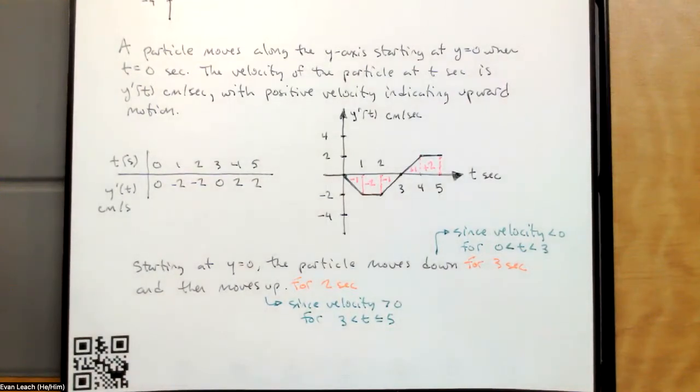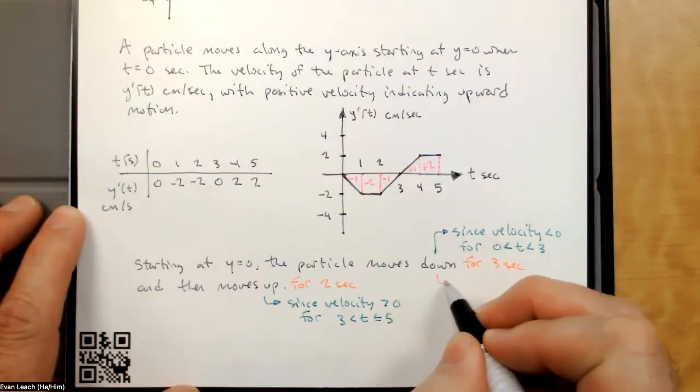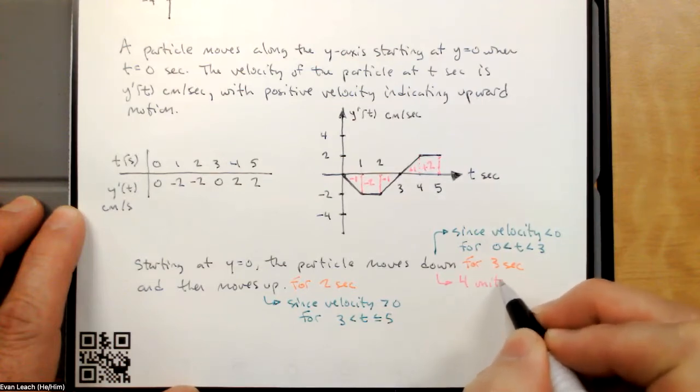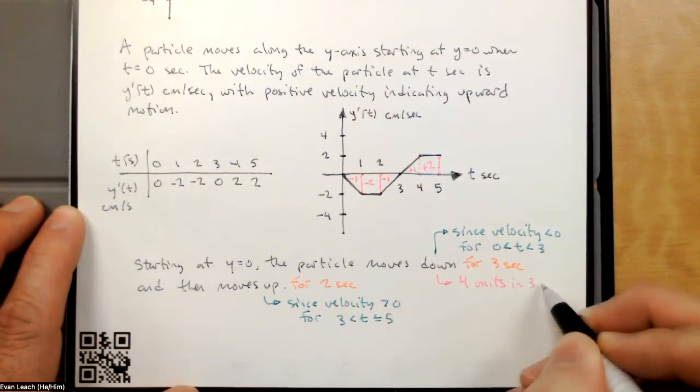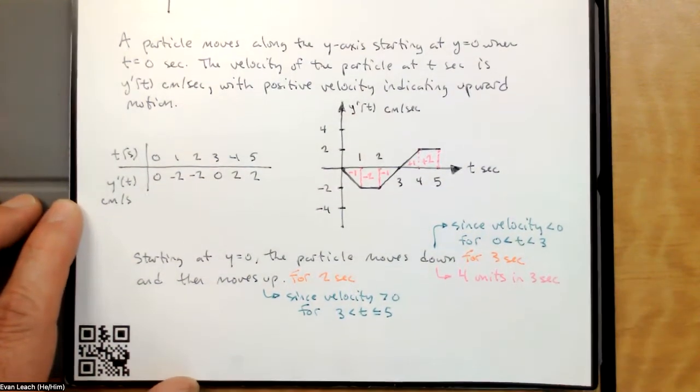The sign of the derivative tells us which direction the particle is moving. The area tells us how far. So we can include more information. So starting at y = 0, the particle moves down a total of 4 units in 3 seconds, and then moves up 3 units.